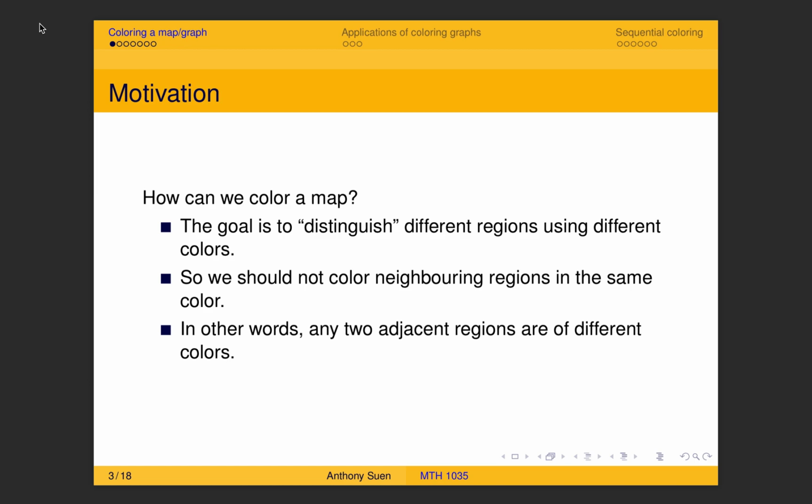But we all agree that there's a number one criterion. We should not color neighboring regions in the same color, otherwise there's no way to distinguish the different regions. If you color regions in the same color and they are next to each other, it's just confusing, right? So we avoid that. If they are next to each other, then we color them in 2 different colors. In other words, any two adjacent regions are of different colors. So that is one of the criteria in doing the coloring.